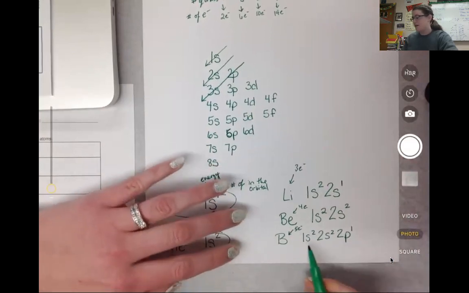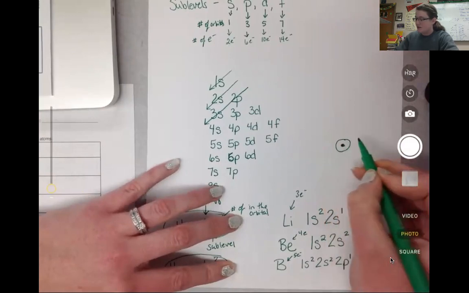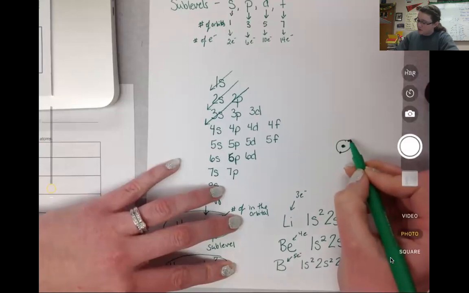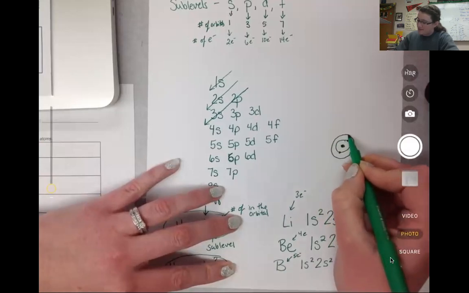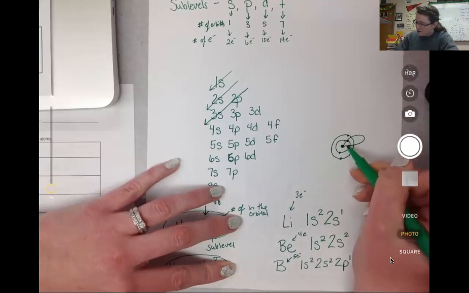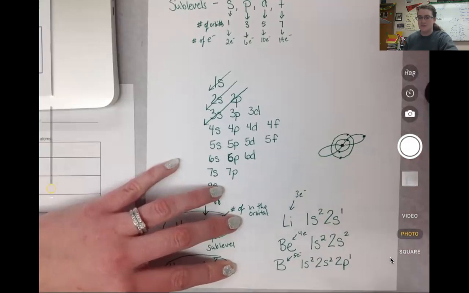All right, so this is telling me that, if this is my nucleus, it puts 2 electrons in this spherical orbital. And then it's going to put 2 electrons in my next spherical orbital. And then I have one of those p orbitals that looks like this, and 1 electron is going in there.